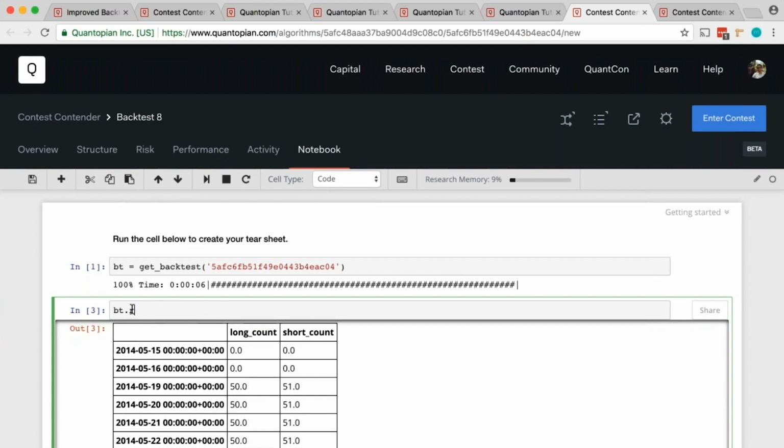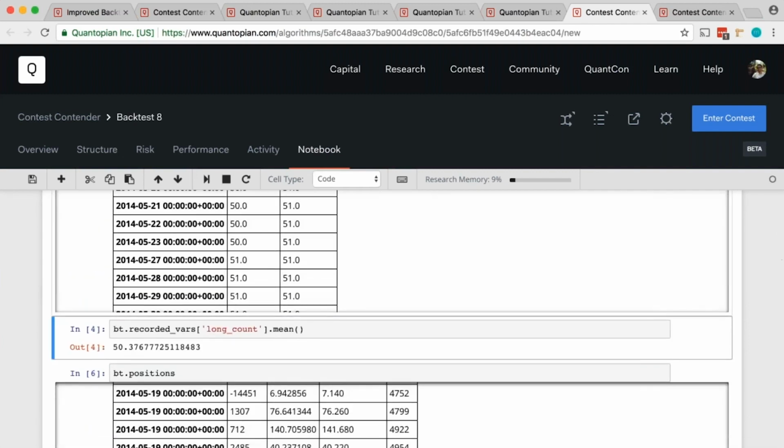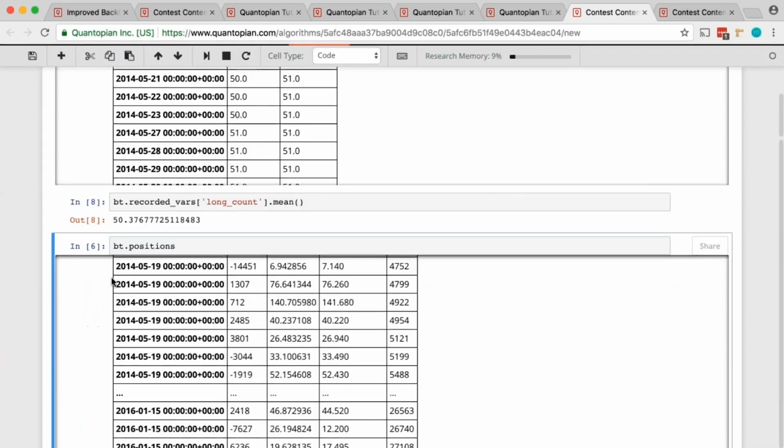And I can access that using bt.recorded_vars. I run that and I get a data frame of all my recorded variables. I can also do any kind of data manipulation you can do with Pandas. So if I want the average number of longs I had over the course of the days, I can just do the mean of my long count and I get roughly around 50 longs a day.